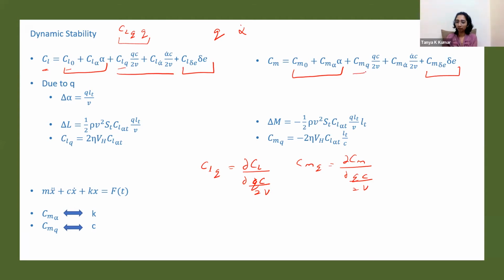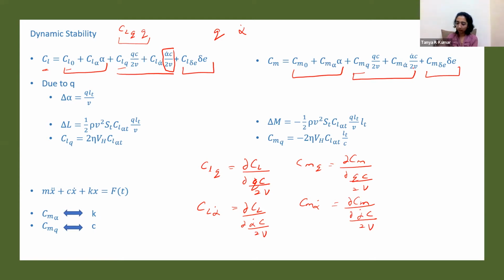Again, you follow the same process for alpha dot, because alpha dot again has dimensions of radian per second. It is not non-dimensional. You non-dimensionalize it by taking alpha dot into c by 2V. And again, you define your C_L alpha dot as ∂C_L by ∂(alpha dot c by 2V) and C_m alpha dot as ∂C_m by ∂(alpha dot c by 2V). So these two new terms are added into your C_L and C_m equations. Again, it's a linear approximation.